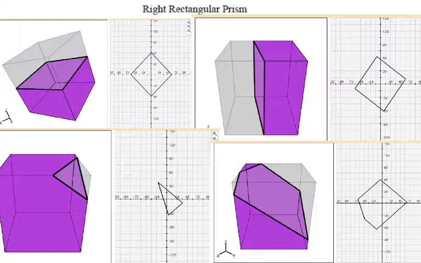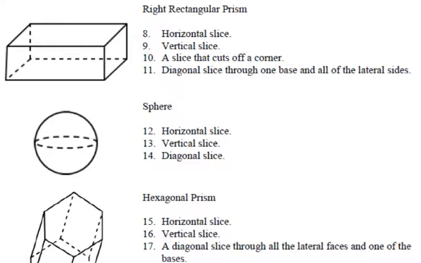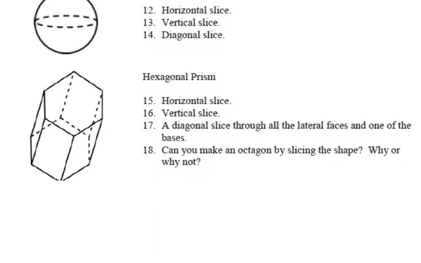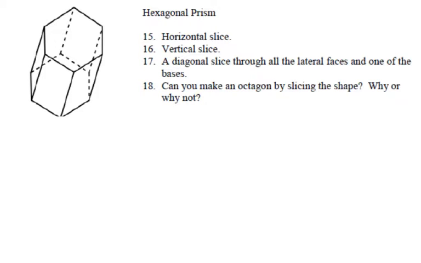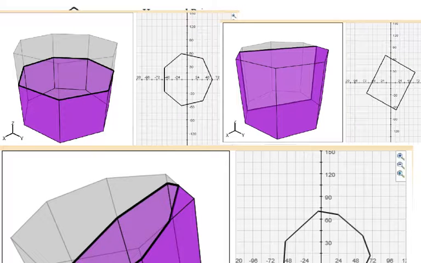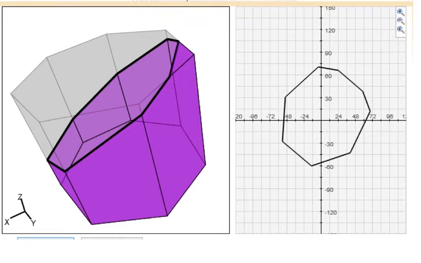Now the sphere, I decided not to do because I can't get a sphere on here with the cross section, but they're essentially always going to be circles because it's a sphere. Now a hexagonal prism, we've got those ones. With our hexagonal prism, horizontal just gives us a hexagon, vertical gives us a rectangle. It's that diagonal going through the base that we want to see.